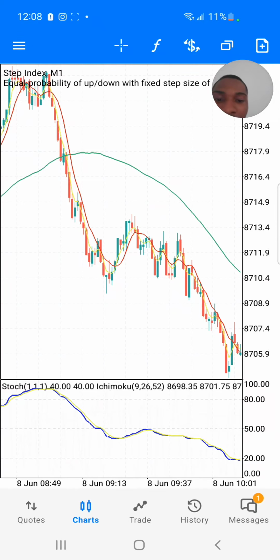So entry was here, right? Entry was here. Stop loss was here. Target was here. Look at it. It got to 20 around here. So target was here, right? Beautiful. So this is how you trade.